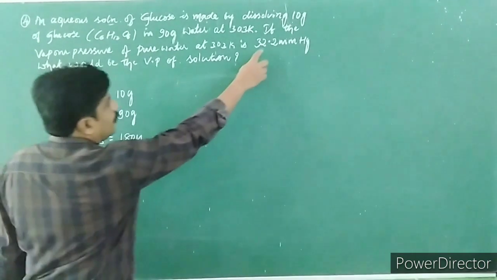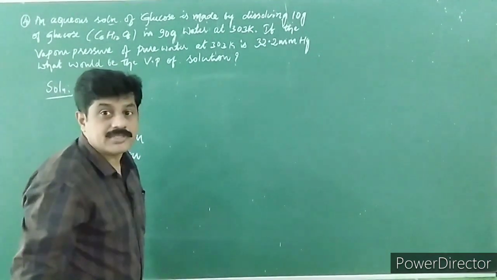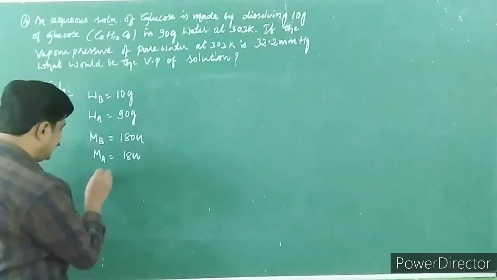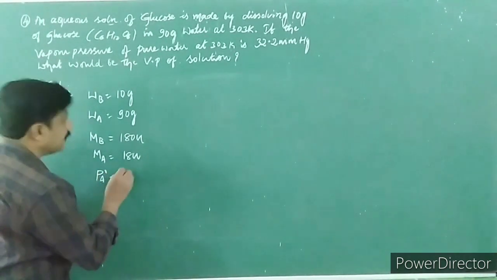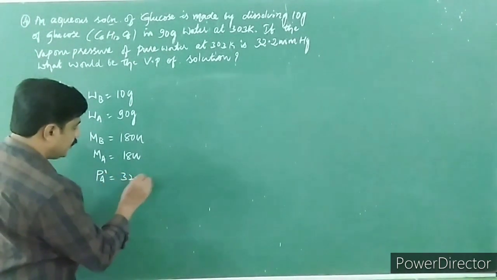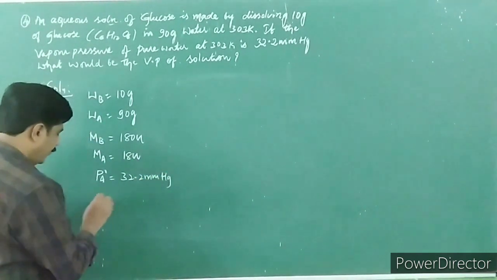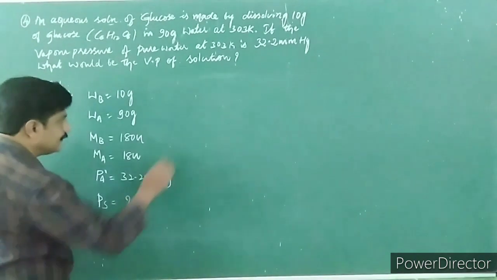Now what else is given here? Look at here. 32.2 mm of mercury is what? It is the vapor pressure of the pure solvent. That is PA naught. Is it not? It is how much? 32.2 mm mercury. What are they asking? They are asking to find out the vapor pressure of the solution.